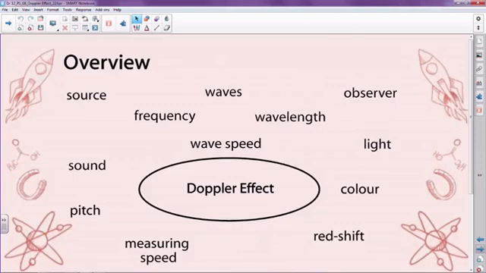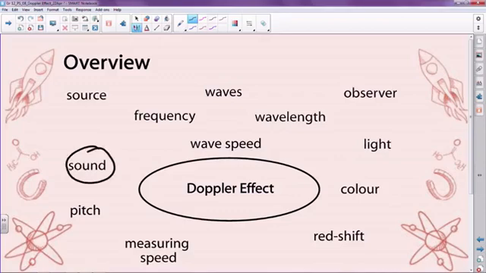And the thing about the Doppler effect, okay, is that it affects waves. That's any wave: water, sound, light, radar, whatever. It doesn't matter what type of wave we're looking at, the Doppler effect can be experienced by that wave, okay? So we are specifically going to be looking at sound, okay, and we're going to be looking at light.